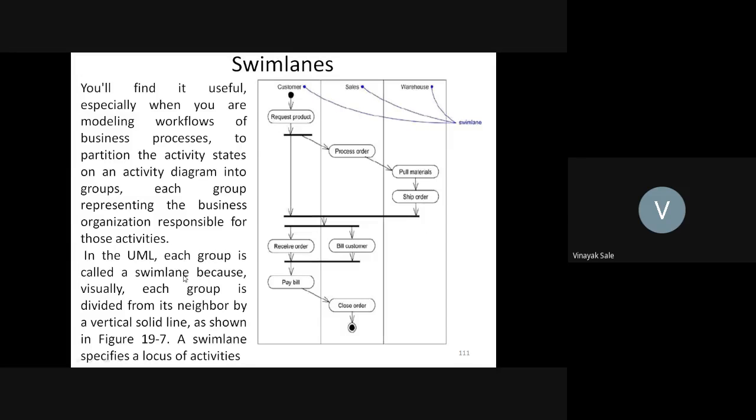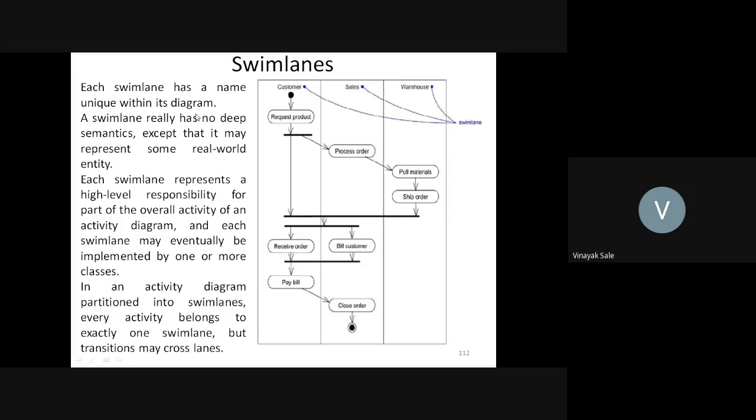So each group is called a swim lane because visually each group is divided from its neighbor by a vertical solid line. This customer is divided from the other groups by a vertical solid line. Similarly, sales is divided by these two vertical solid lines from customer to warehouse. So each swim lane has a name unique within the diagram. A swim lane really has no deep semantics, except that it may represent some real world entity.